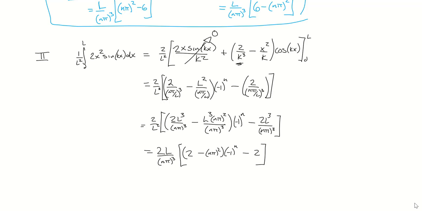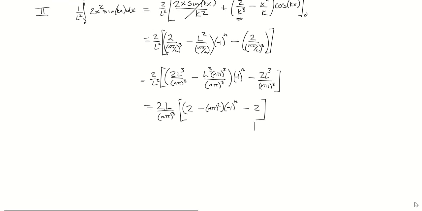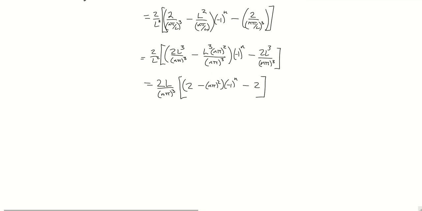And we get this. Again, they're going to have two different solutions depending on whether n is odd or even. So for n odd, this simplifies to 2L over n pi cubed. If n is odd, these signs get switched because that's a -1. The -2 and the -2 end up becoming a -4. And we end up with n pi squared minus 4.